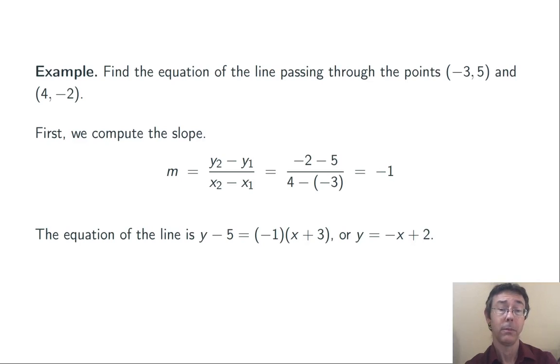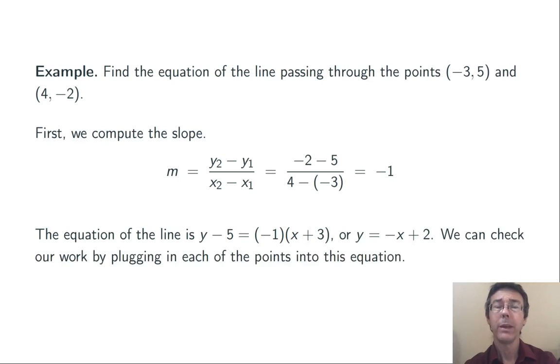By the way, we can check our work here by plugging either one of those points that we were given into this equation. For example, when x is 4, I'm getting y is negative 4 plus 2, y is negative 2. So in fact, the point (4, -2) does satisfy this equation. You should also check that (-3, 5) satisfies this equation. I won't talk through that right now.